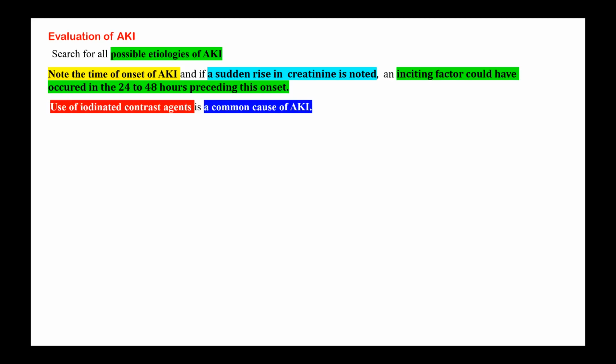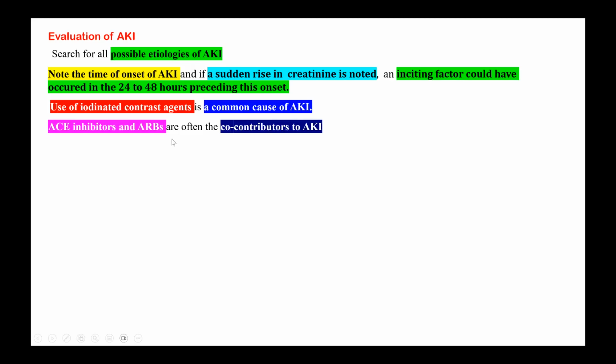So all that can be checked in the evaluation of AKI, and whether any contrast has been used to make a diagnosis also has to be noted, and whether any ACE inhibitors or ARBs have been used. ACE inhibitors and ARBs, though they are considered the first line of treatment nowadays for treating hypertension, can be a double-edged weapon.